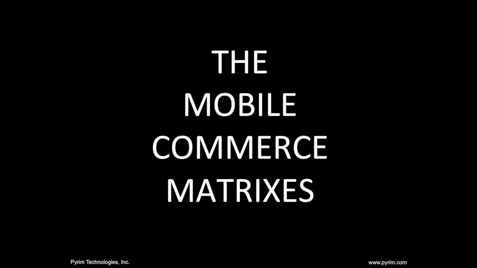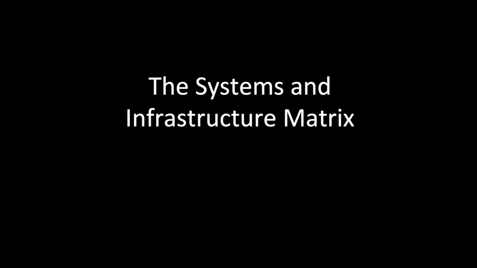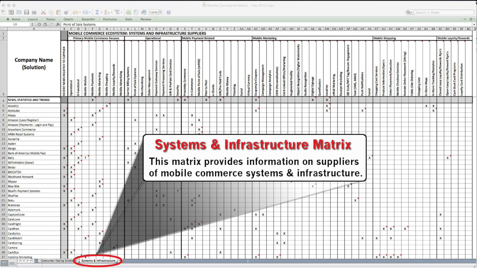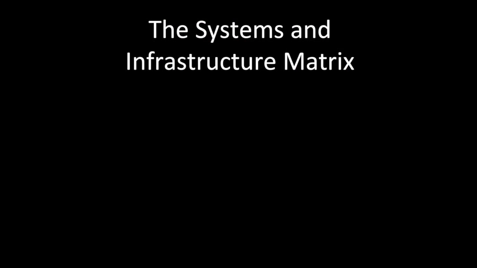The second component of the mobile commerce matrices is the Systems and Infrastructure Matrix. The purpose of this matrix is to provide you with a list of operational and/or infrastructure system suppliers who are frequently referenced in mobile commerce-related literature. There are 4 key components of the Systems and Infrastructure Matrix. Allow me to walk you through them.